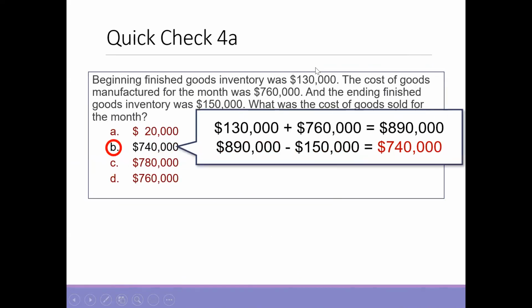So we start with our beginning finished goods. We add the cost of goods manufactured. That 890 less our ending inventory, because that didn't get sold, it's still in inventory, gives us our 740.